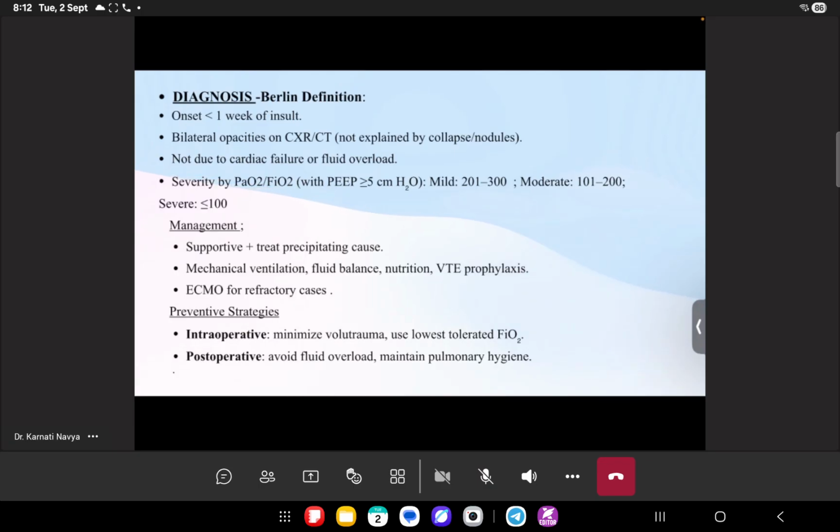Management is supportive treatment and treating the precipitating cause: mechanical ventilation, fluid balance, nutrition, and DVT prophylaxis. ECMO is used for refractory cases. Prevention strategies: intraoperatively, minimize volume overload and use the lowest tolerated FiO2. In the postoperative period, also avoid fluid overload and maintain pulmonary hygiene.